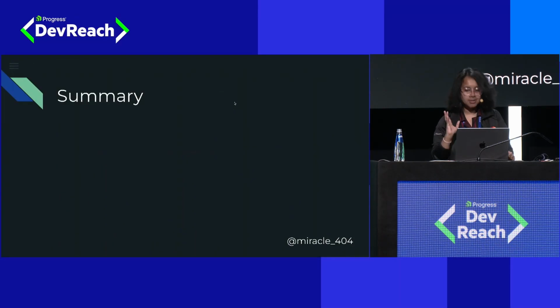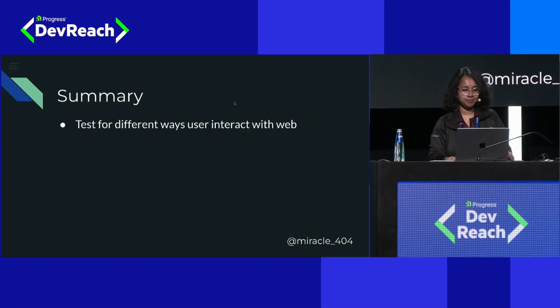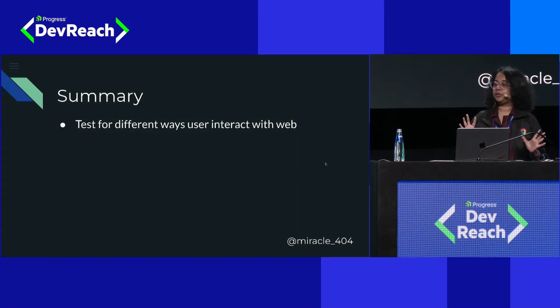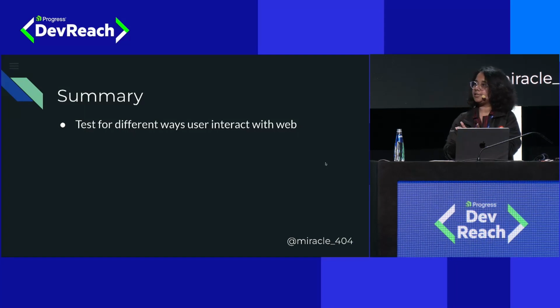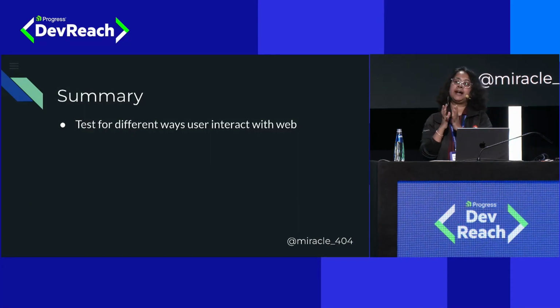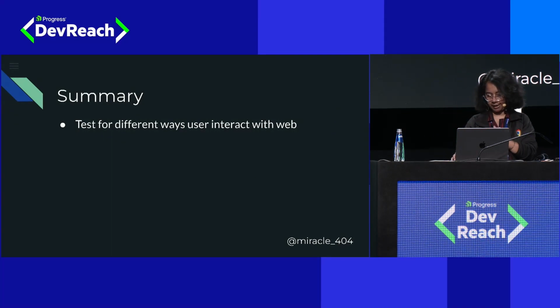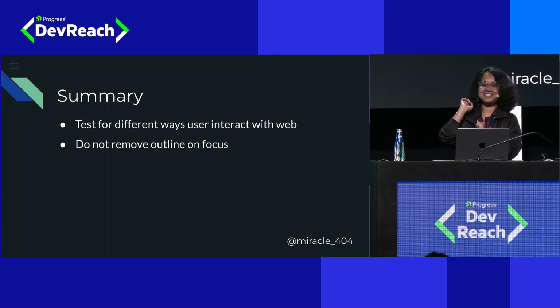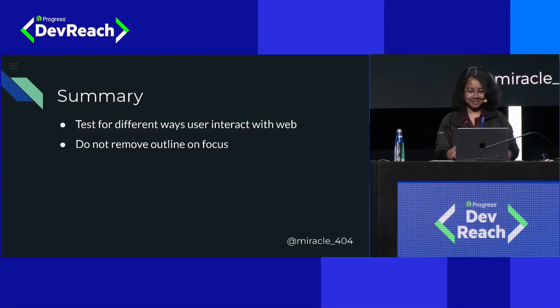So this was modals. I would like to summarize. Okay. So whenever we are creating something, we should always test with all the different scenarios, and we should think for users that they might be interacting with our web in different ways, and let's test for all those different ways. Do not remove focus. Do not remove the outline. So if you have that in your website, please go ahead and check it today and try to use an alternative. But please, please, please do not remove outline.